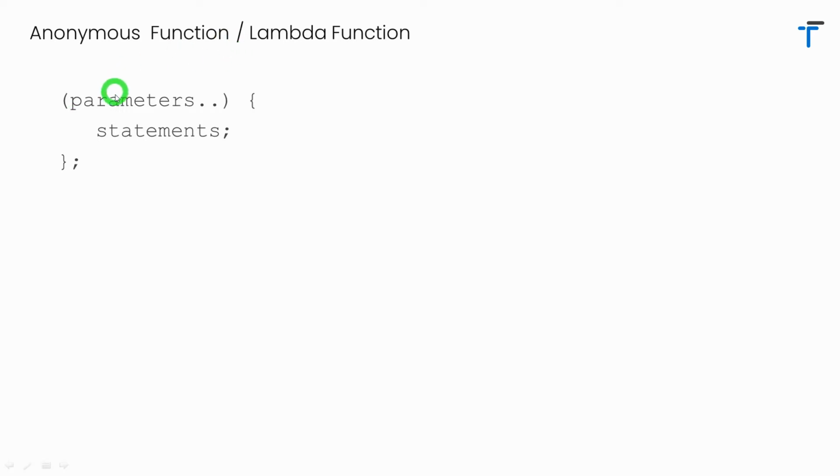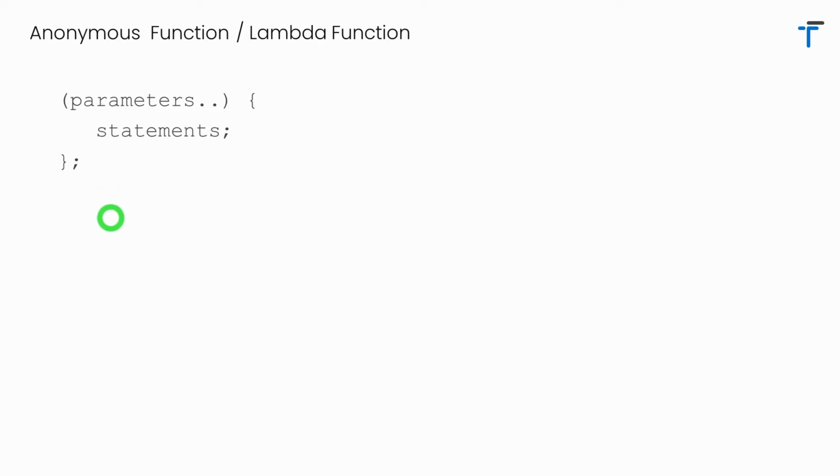In order to define this function, simply we have to write the parameter list inside the pair of parentheses if the function accepts the parameter. Otherwise, we can omit this parameter list here. Then the body of function is enclosed within this opening curly bracket to closing curly bracket, and make sure that you should add semicolon at the end of this closing curly bracket to finish your function definition.